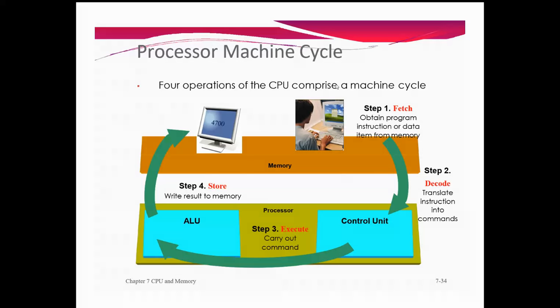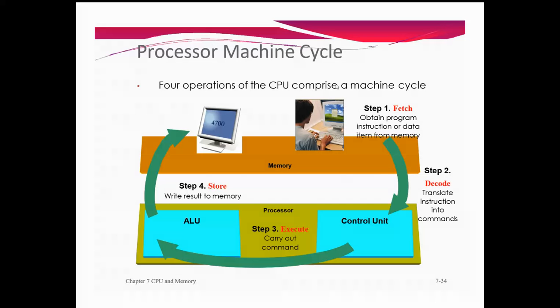Okay, the 4 operations of the processor. First, what must it do? It must fetch. What does it fetch? It fetches your data, your program, your instruction, into memory. That is the first job of the processor. The second one, after it has fetched your data and your program, is to decode. It must decode your instruction into a command, into machine codes.